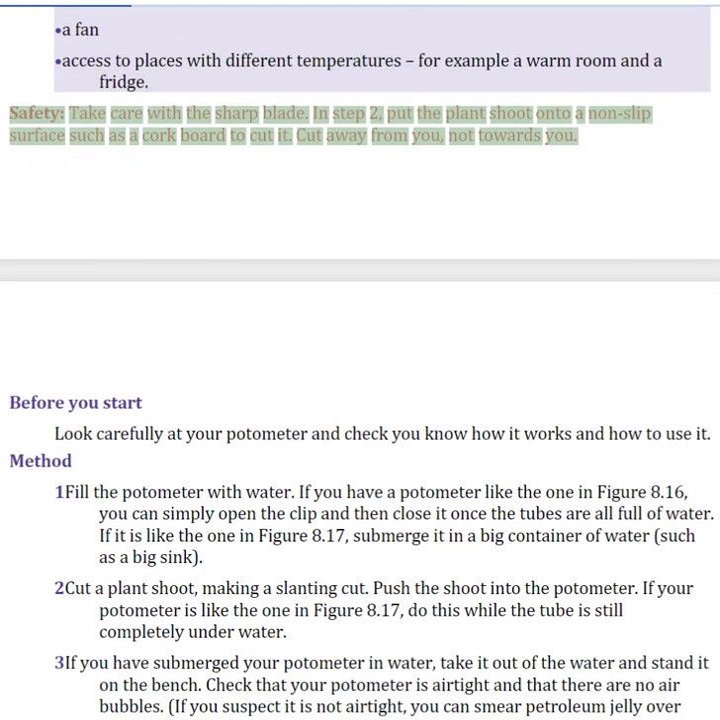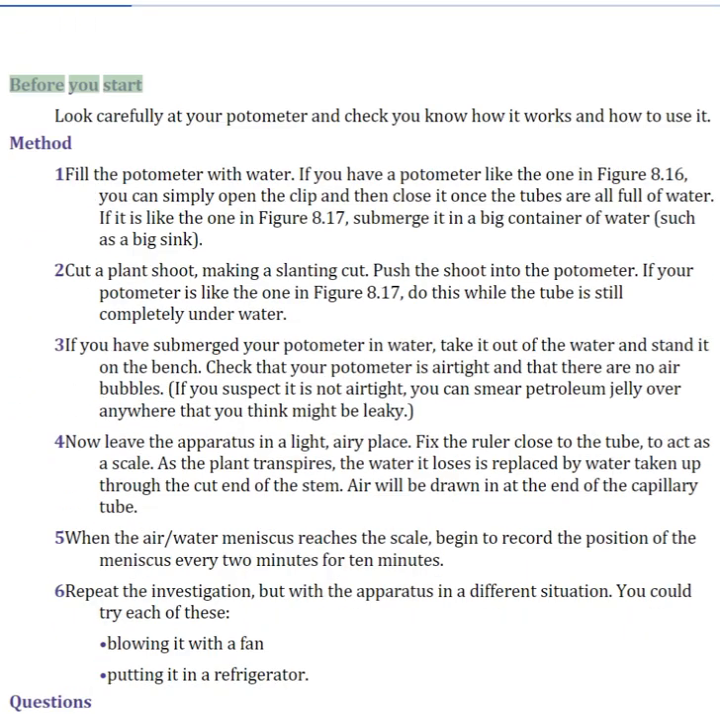Safety: take care with the sharp blade. In Step 2, put the plant shoot onto a non-slip surface such as a corkboard to cut it. Cut away from you, not towards you. Before you start, look carefully at your potometer and check you know how it works and how to use it.